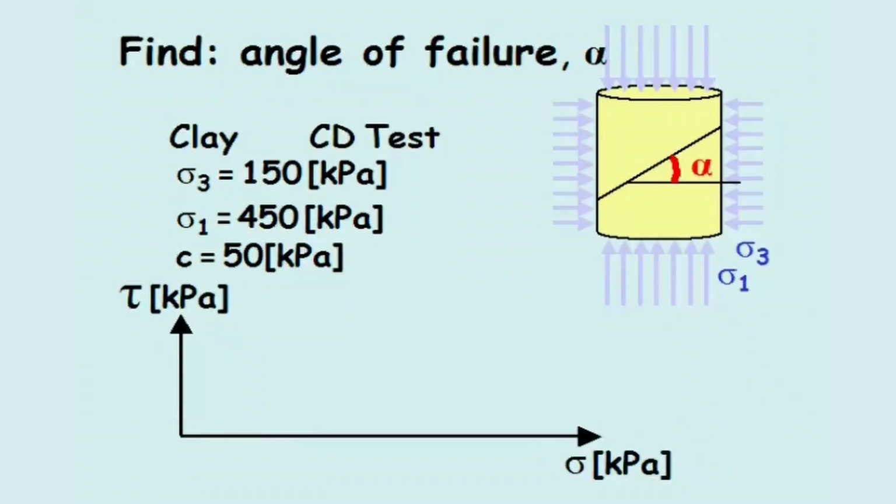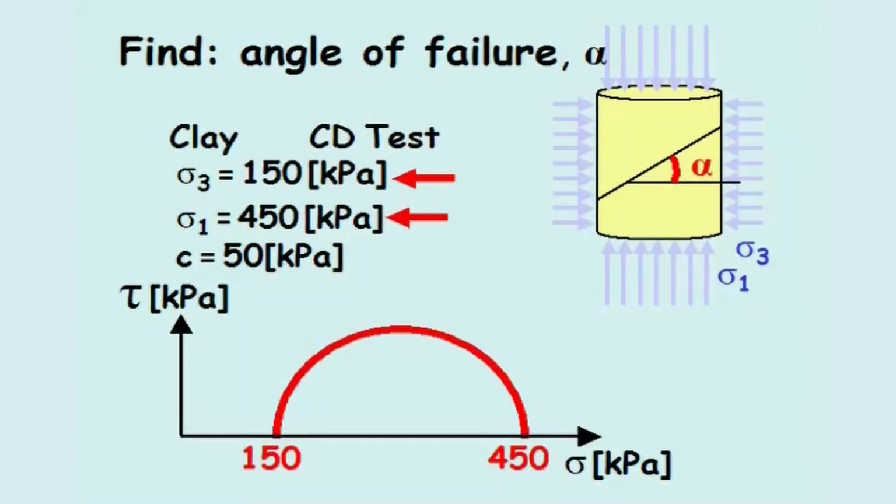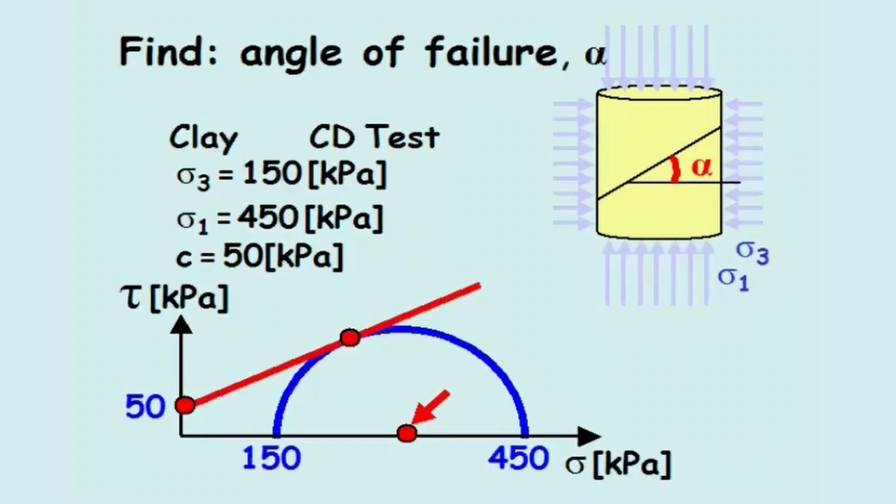Next, we'll sketch out the axial stress and confining stress values and connect them with a Mohr's circle. Next, the cohesion value of 50 kilopascals is plotted on the vertical axis, and the rupture line is traced. Now we identify the point of tangency and the center of the circle. Draw a chord between these 2 points and define 2 times alpha as the angle between this chord and the horizontal axis.